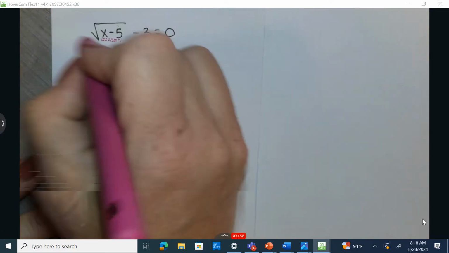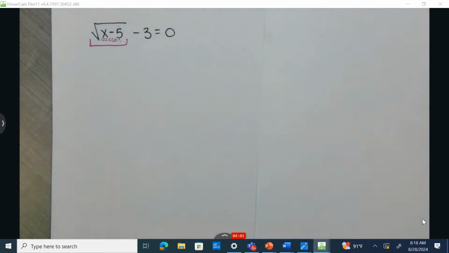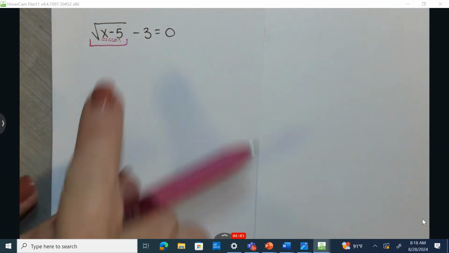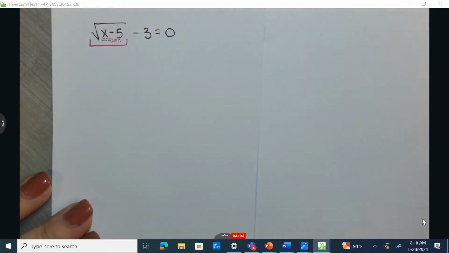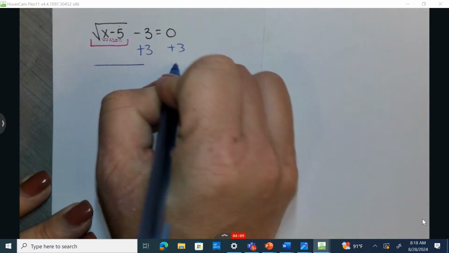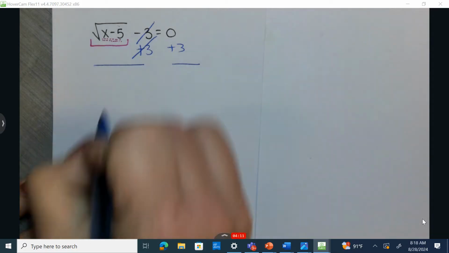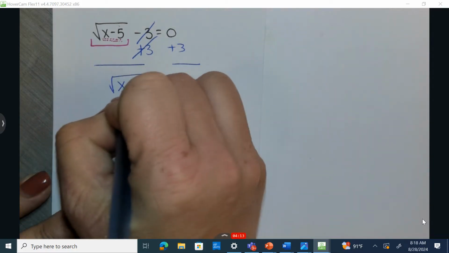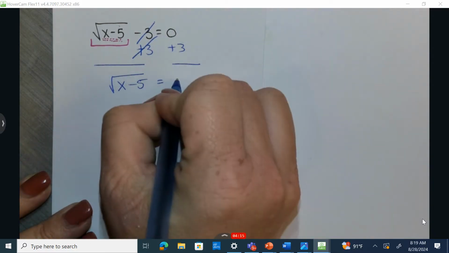All right, let's get started. I want to start by getting this by itself. I want to isolate this portion. So I need to move the negative 3 to the opposite side. I'm going to do that by adding 3 to both the left and the right. These are additive inverses. They cancel out. And I bring down the square root of x minus 5. 0 plus 3 is 3.